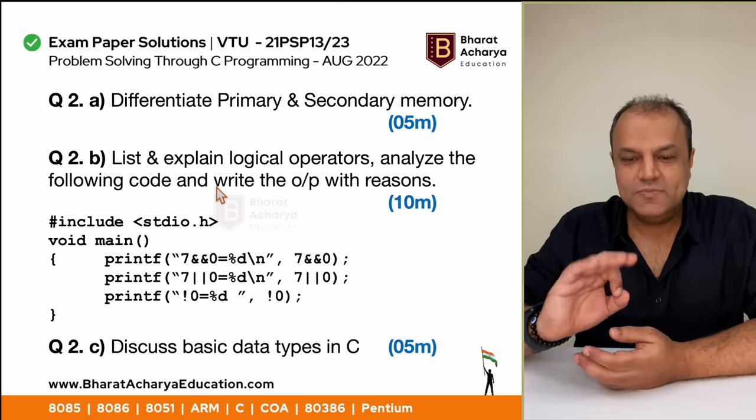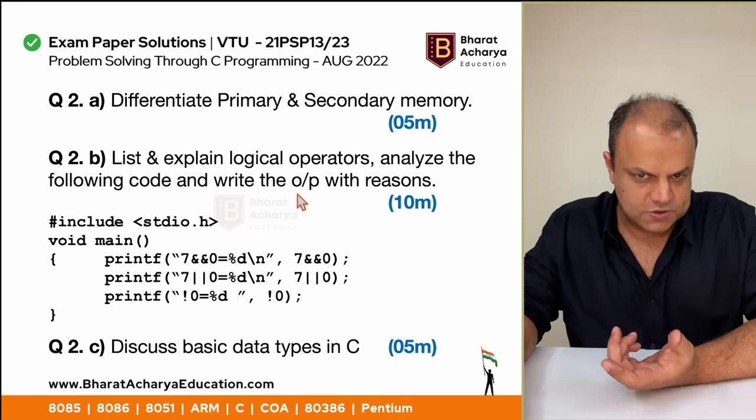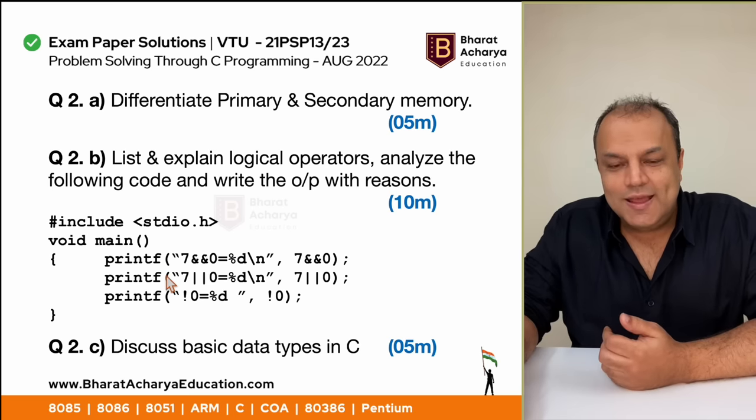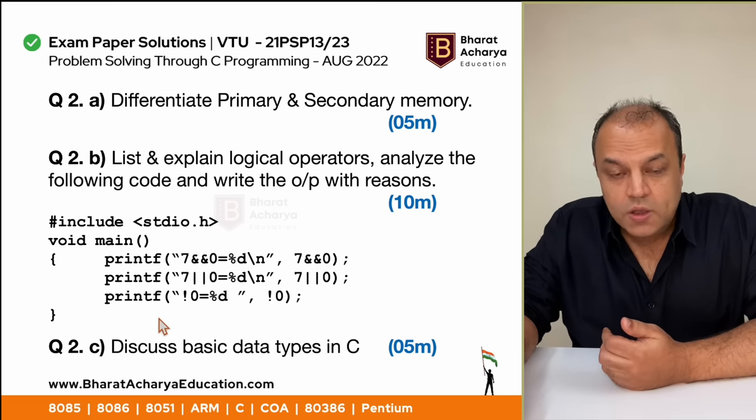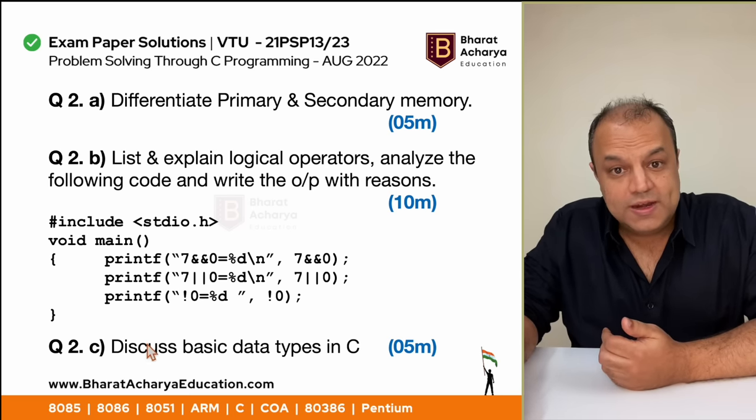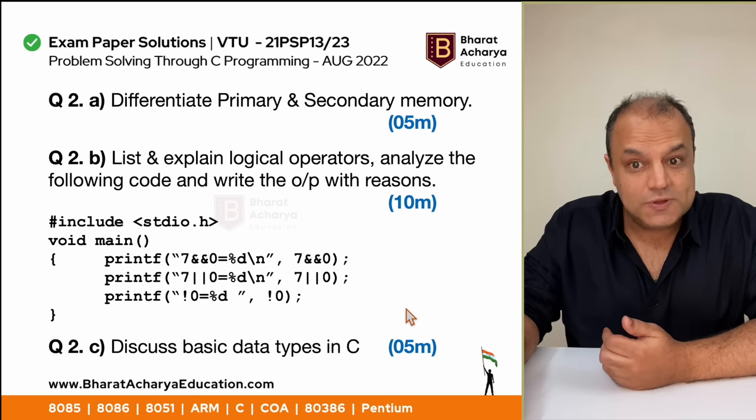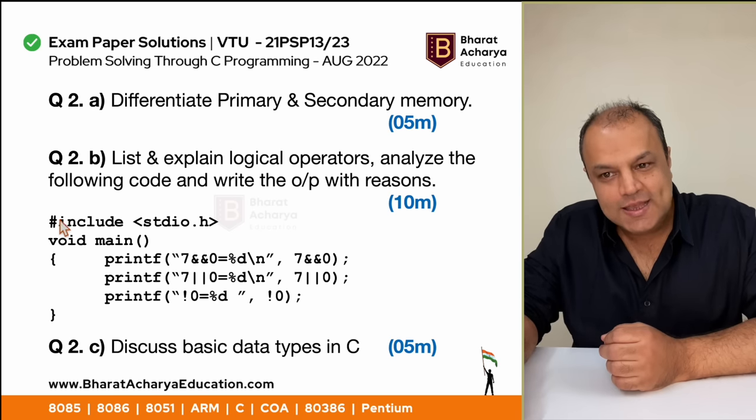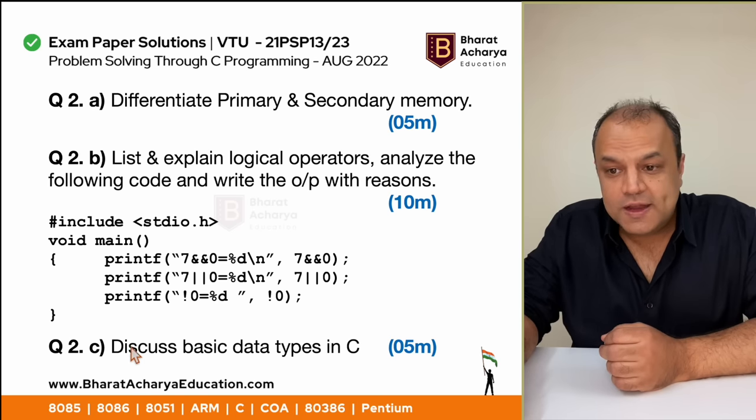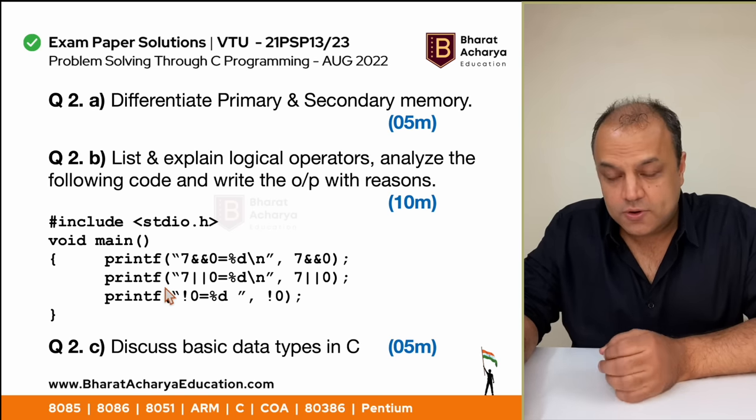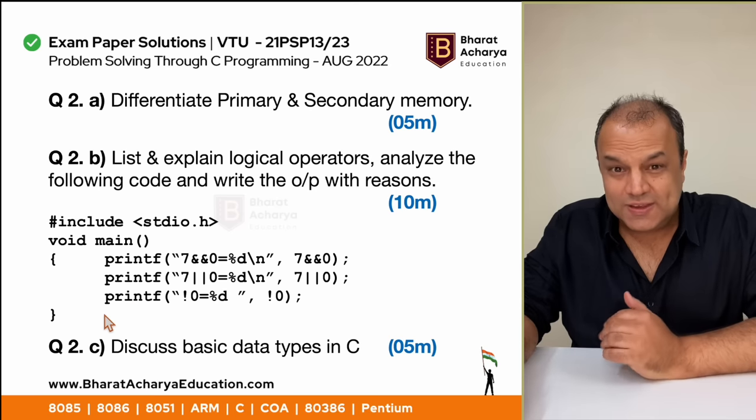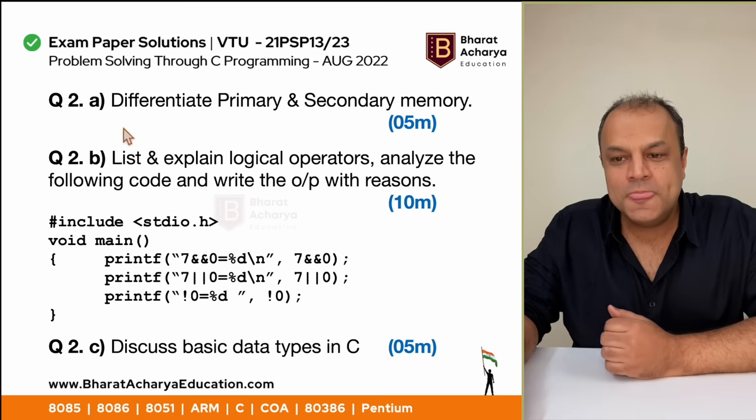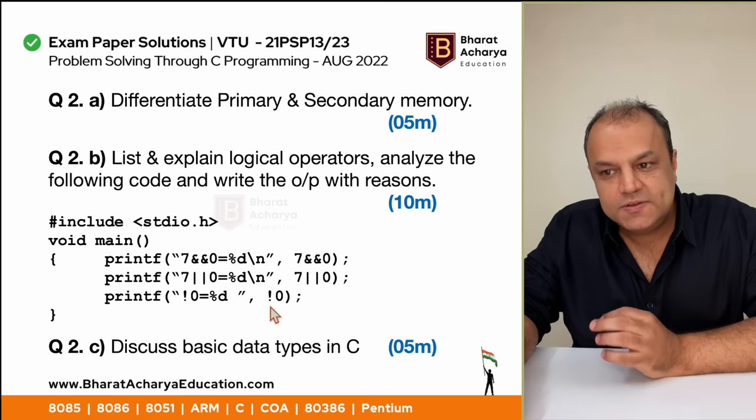The next one is a programming question. Explain logical operators, or basically logic operators of C. You know what logic operators are: and, or, not. And then there is a program given where you have to decide its output and give it with reasons, not just the output, which you could get by looking here and there. With reasons. This is the kind of question you will find in any competitive exam, whether it's GATE, BARC, anything where C programming is there, or ISRO. This is how they test people.